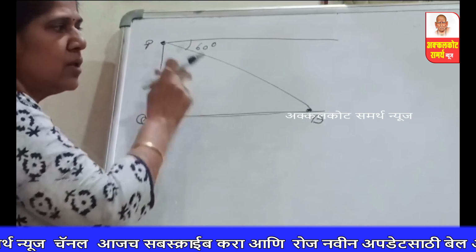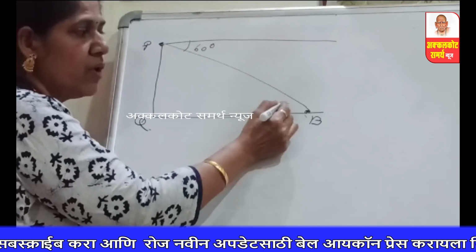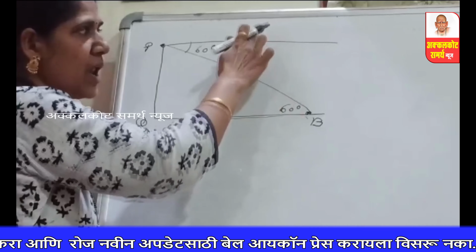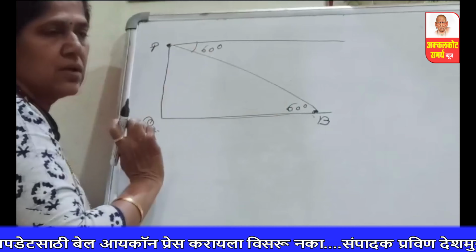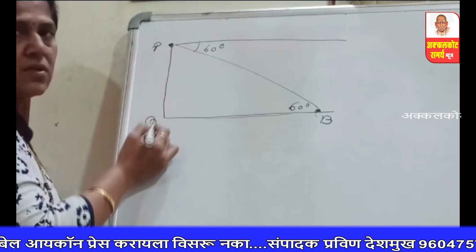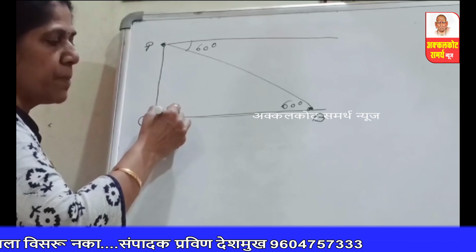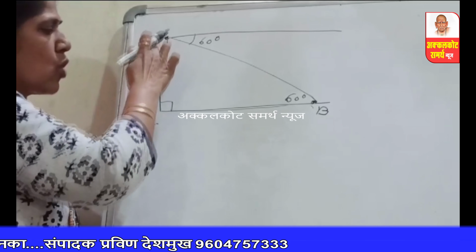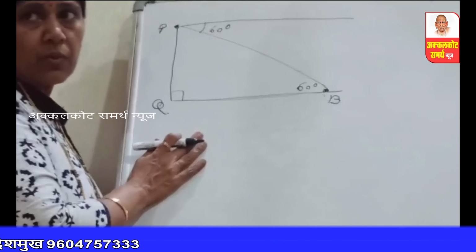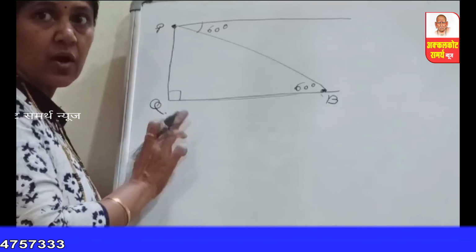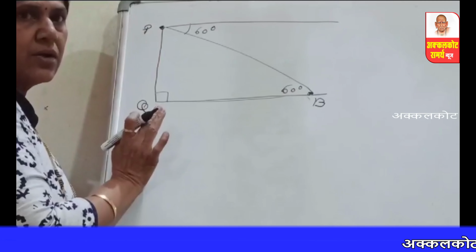Both are parallel, so this will be the transversal. So this angle and this angle will become alternate, and when lines are parallel, alternate angles are congruent. So this angle is 60. What is this? The lighthouse is erected on the ground, so it must be perpendicular, right? So you got PQB. Whenever you are solving a verbal problem, whether you are getting a right angle triangle or not, that you have to see. So PQB is the right angle triangle.